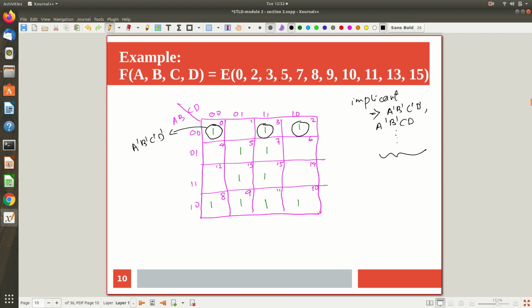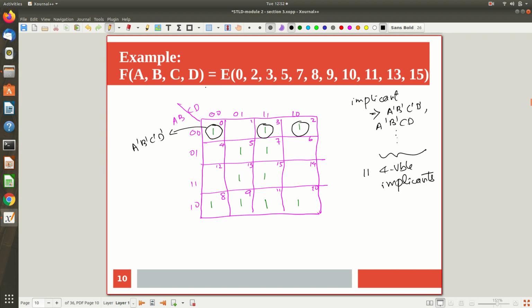So how many such implicants are there? 3, 6, 9, 10, 11. So there are 11 terms, right? 3 plus 4 plus 11. So, okay, there are 11 implicants, and what kind of implicants? 11 4-variable implicants. Let me write it like that. 11 4-variable implicants are there. So that is my first observation.